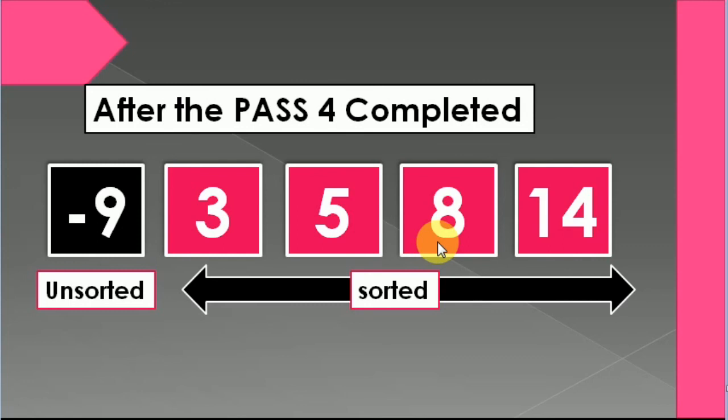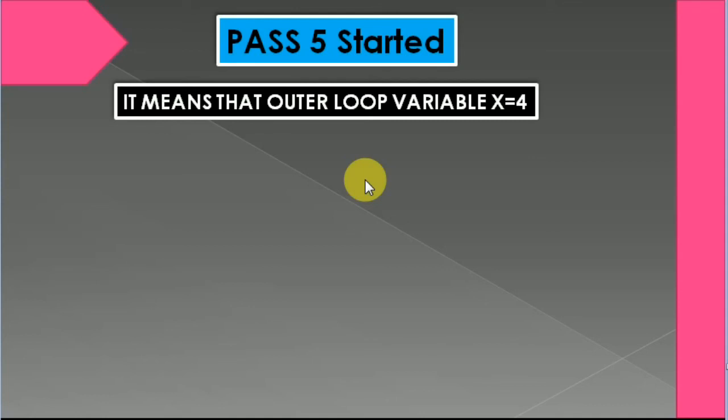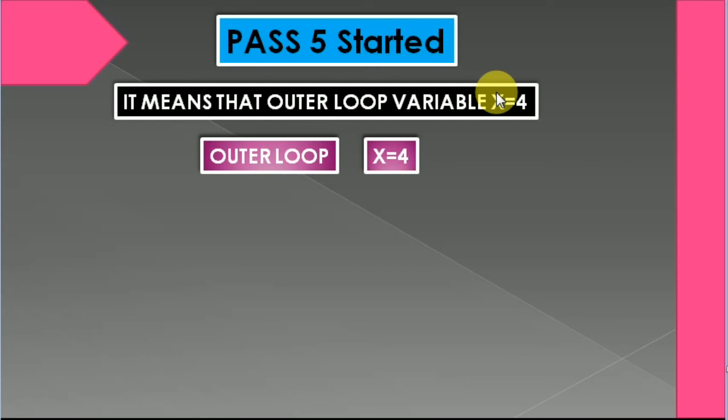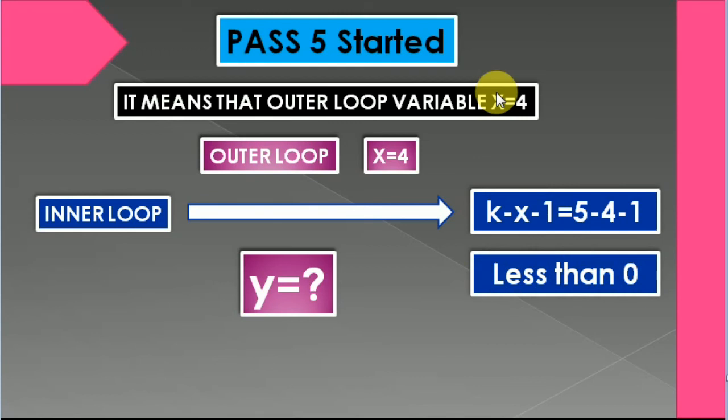It means our work of the bubble sort is finished here, but still there's a number left. Pass 5 started and the value of x is 4. Still the value of x is 4 because it works up to the last number. Length is 5, so x will work up to 4. Now if the value of x is 4, the inner loop is going to start. What is the formula? K minus x minus 1, that means 5 minus 4 minus 1. If you subtract that value, you will get y as a question mark, because less than 0 is nothing.